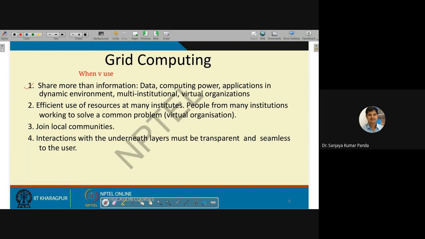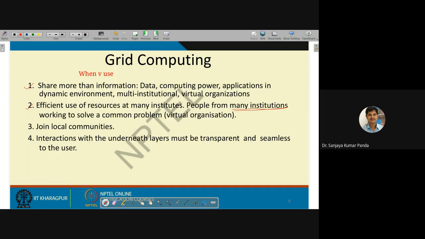So people from many institutions work to solve a common problem. That is how they are collaborating with each other through a virtual organization. Nobody knows how they are collaborating; in the underlying background, most of the organizations collaborate with each other and agree to share the resources so that a particular common problem and application can be executed.